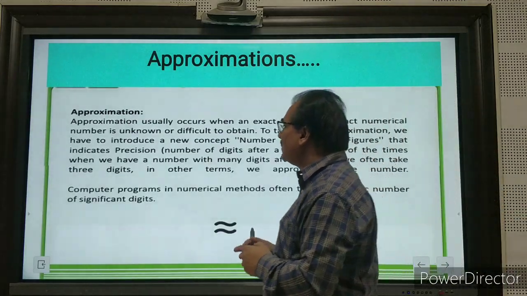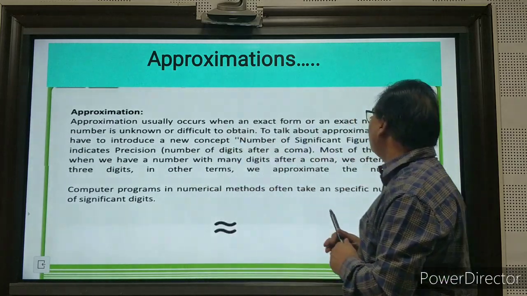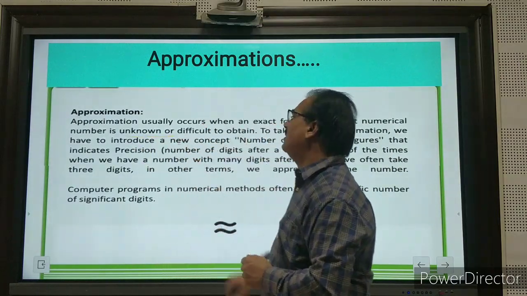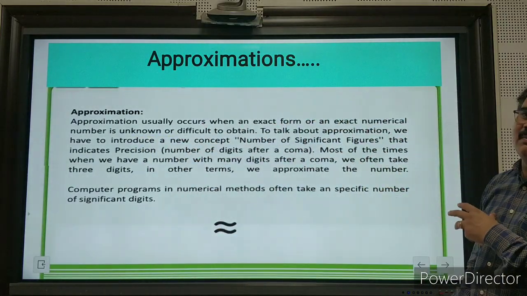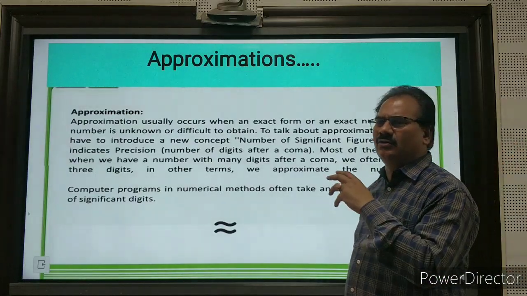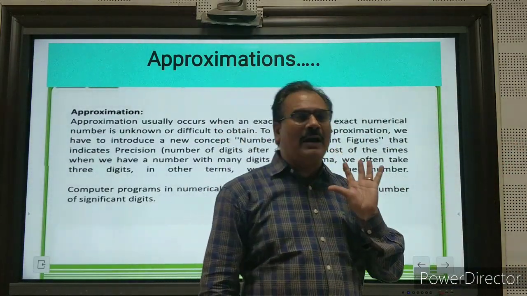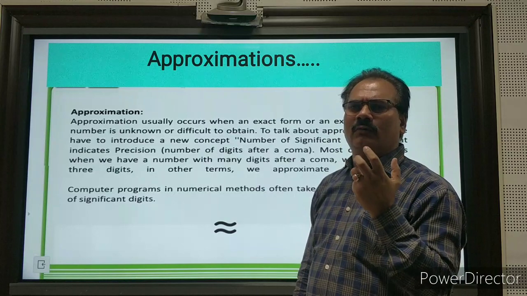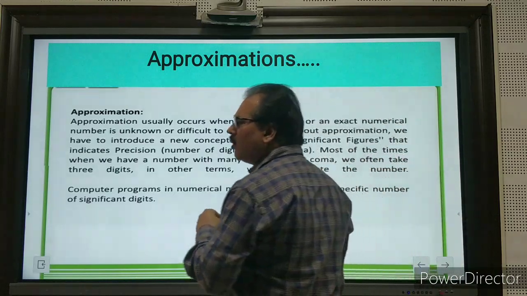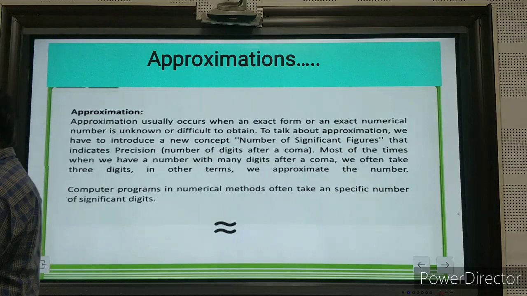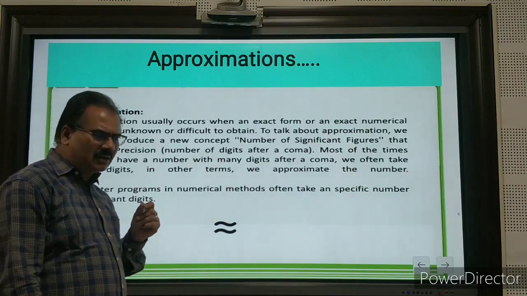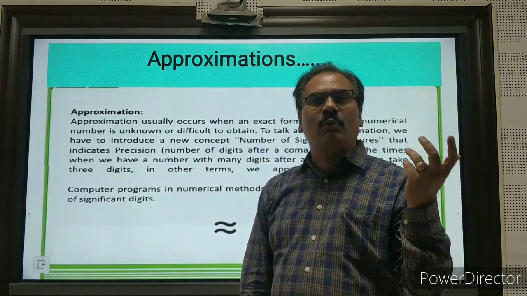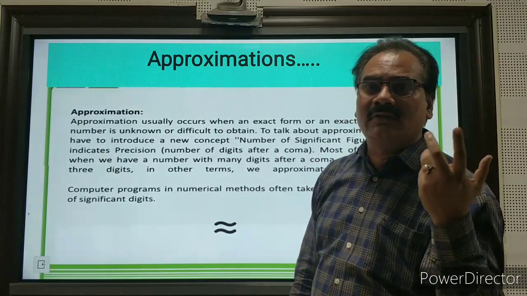In numerical analysis, approximation usually occurs when an exact form or an exact numerical number is unknown. This is a very important sentence. This happens when we do not have many traditional methods, and then engineers always pick up an approximation, asking what the approximate solution will be. Sometimes it is very tedious for us. Let us suppose I am giving only one piece of information: I want to write all the integral solutions of the equation x plus y is equal to 9. With only this information you can write infinitely many solutions.